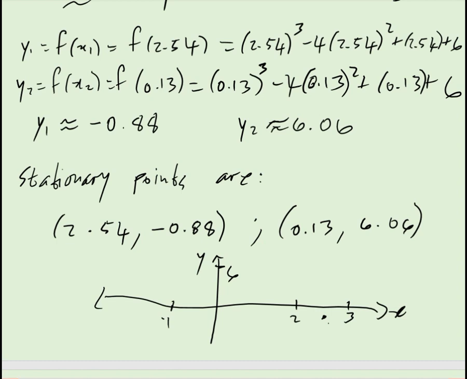So that point is 2.54 and -0.88. And then the other one is where x is 0.13, which is very close to the origin here, and just above the y-intercept, so it's somewhere there. And again, if we put an arrow, I can even extend it there. So already we can see our function is going to probably go something like this.